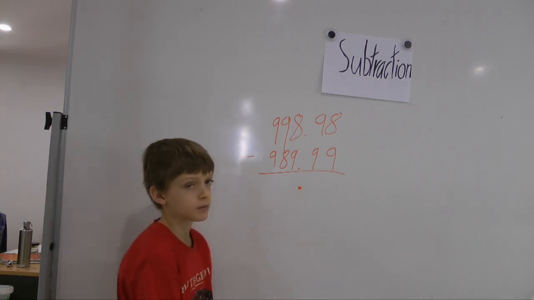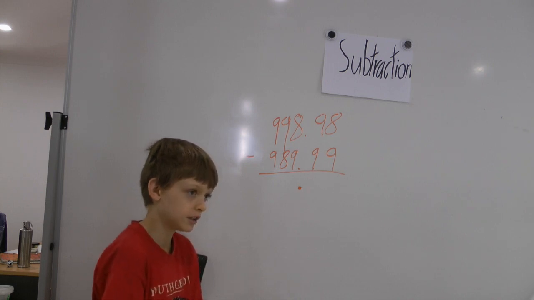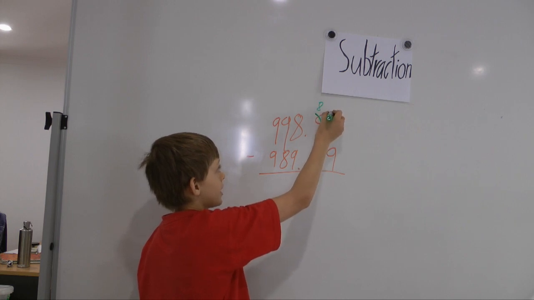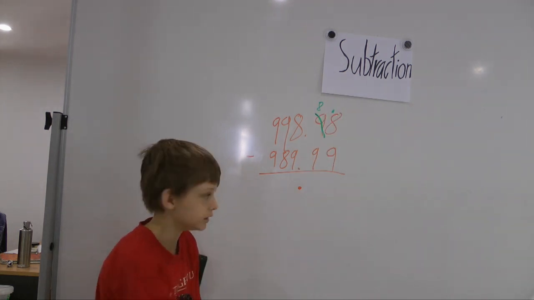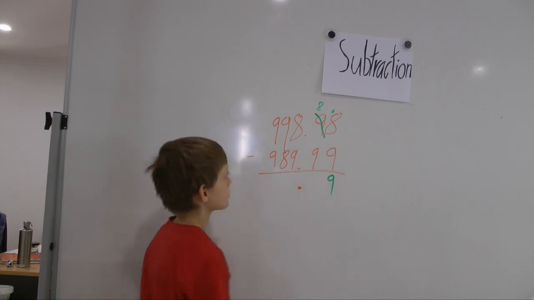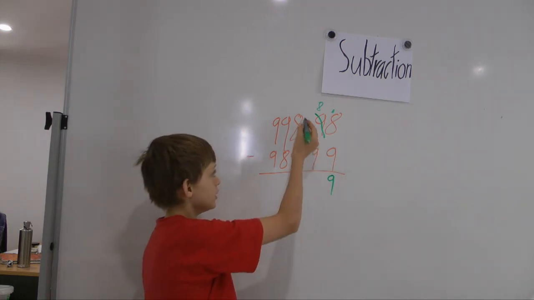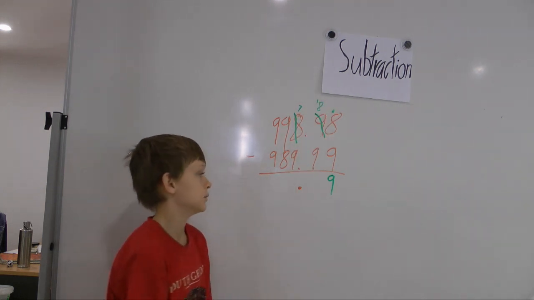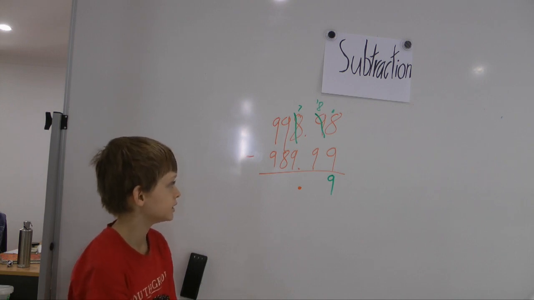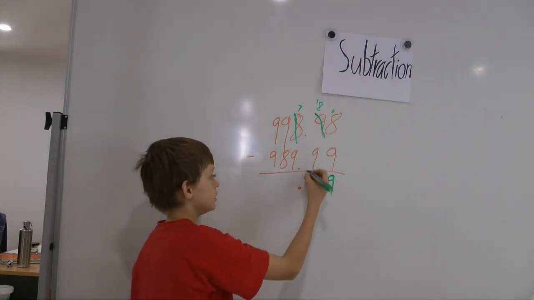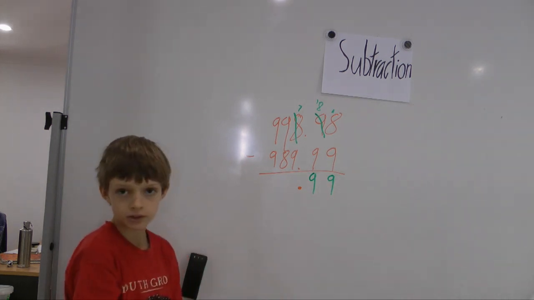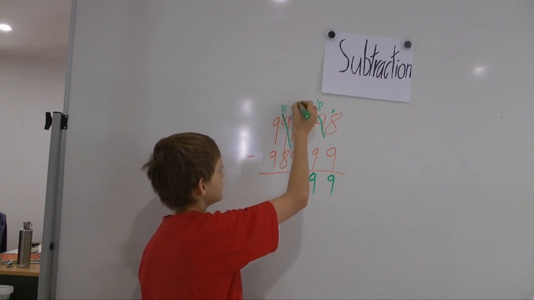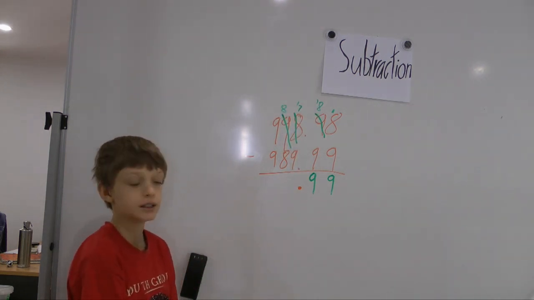Now we go 8 minus 9. We can't do it like in the other video. You go to the next column, making the next column 8. Now it's 18 minus 9 is 9. 8 minus 9 you cannot do. You go to the next column, making this 8 a 7 and 18 once again. 18 minus 9 is 9. 7 minus 9, you cannot do it. You make this 9 an 8. That's 17 minus 9 is 8.